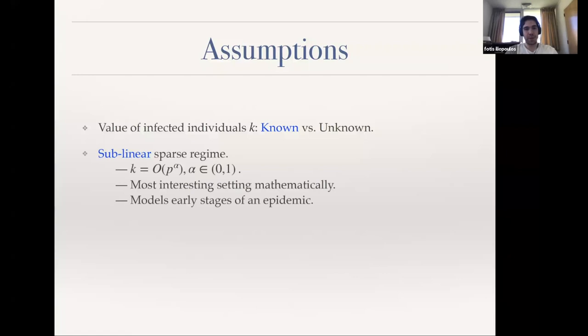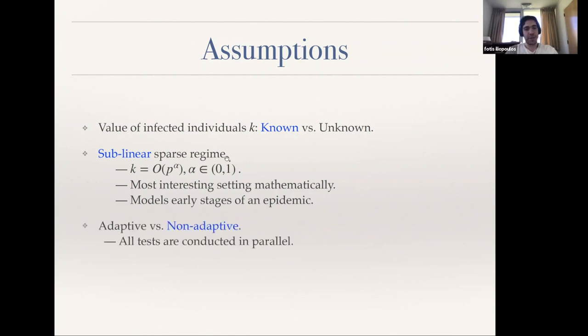So the second assumption we're going to make is that K, the number of infected individuals, is basically sublinear in the size of the population. In particular, think of it as order P to the power of alpha, where alpha is a constant between 0 and 1. So it's sublinear. The main reason we make this assumption is that this is basically the most interesting setting from a mathematical sense. If K is linear in P, we cannot prove too many things. That's the main reason, but in some papers it has been argued that this setting models well the early stages of an epidemic.